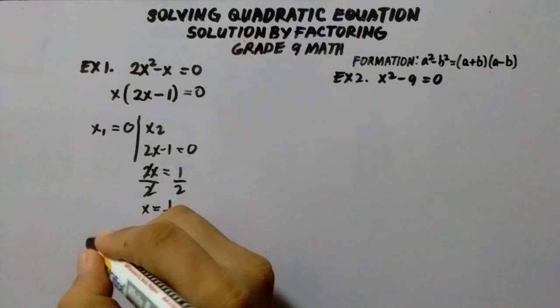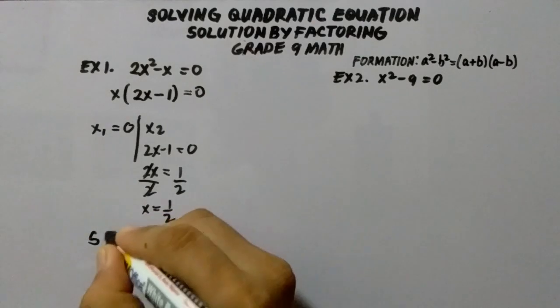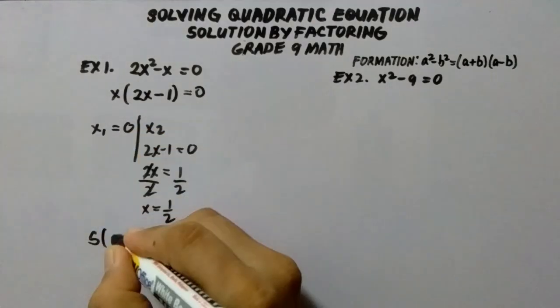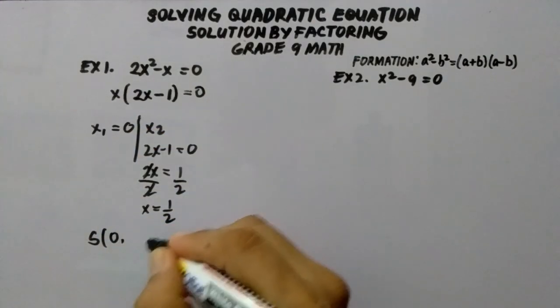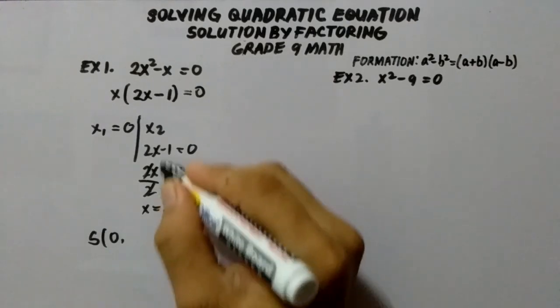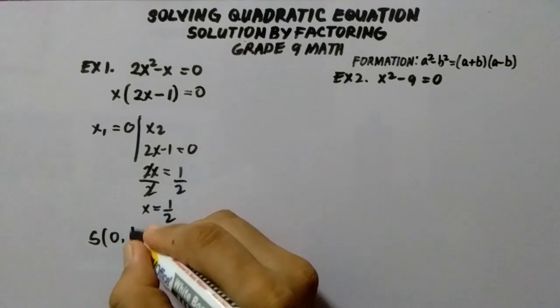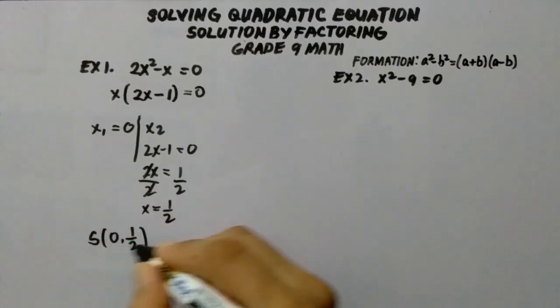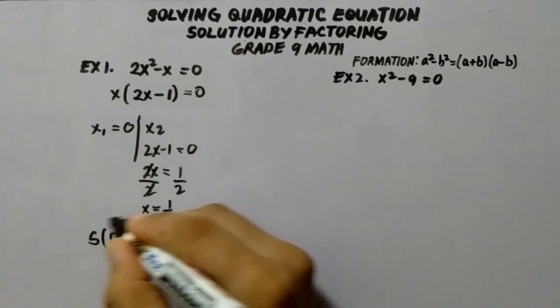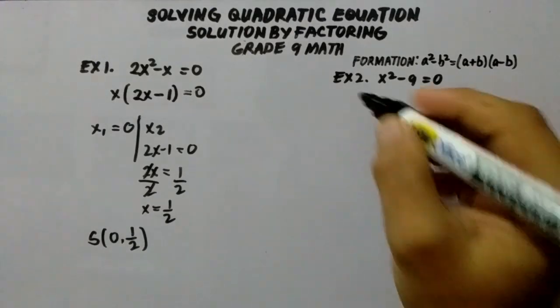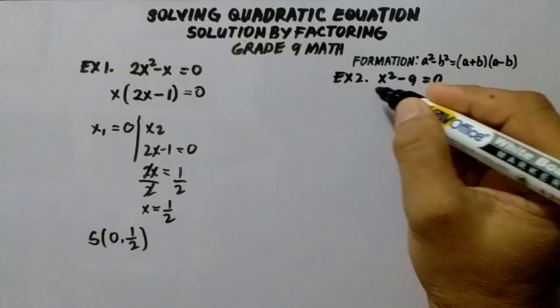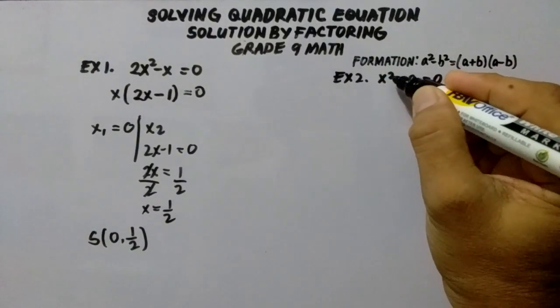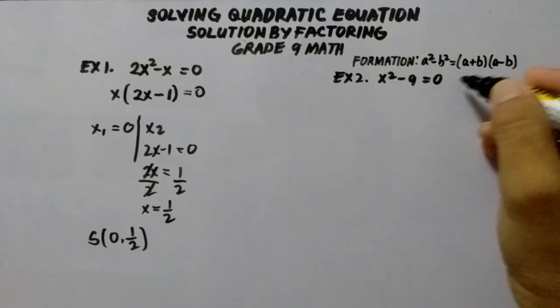Okay, so our solution here is x of 1 is equals to 0. Then, x of 2, we have 1/2. Okay, so this is the answer or the final answer. Okay, so let's proceed to example number 2. So, x squared minus 9 is equals to 0.